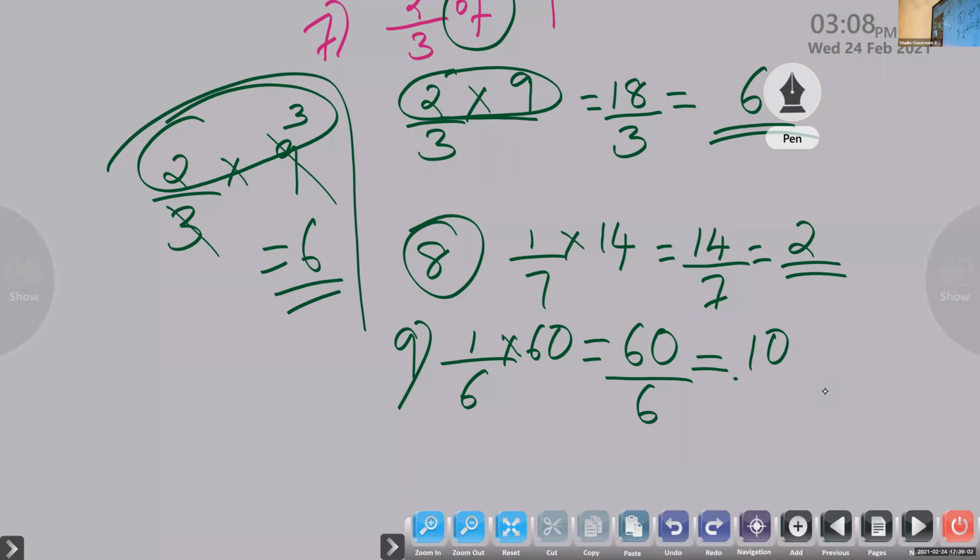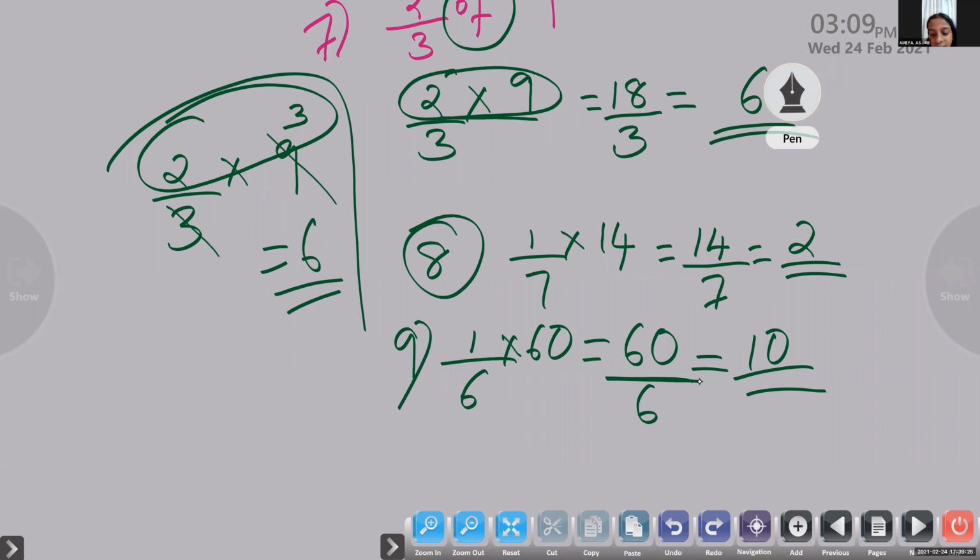Keep the rough book and workbook together. I told you, children. So, we can do workbook and rough book together. So, 1 by 6 into 60. 1 into 60 is 60 divided by 6. The final answer is 10. Very good. Okay. Next one.